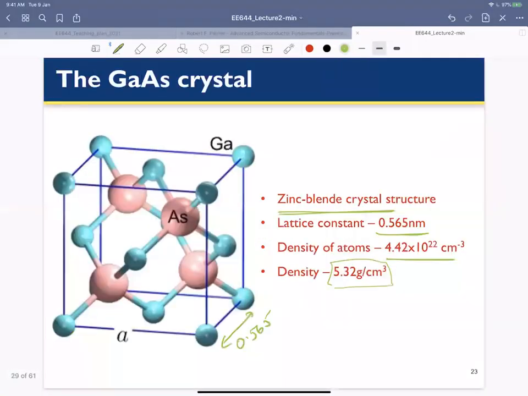So when I talk about density, density depends on what atom we're talking about, right? Even if their lattice constant is same, if you have a heavier atom, then the density will be different, right? So here gallium and arsenic are both heavy atoms, right? So the density is 5.32 gram per centimeter cube, right?